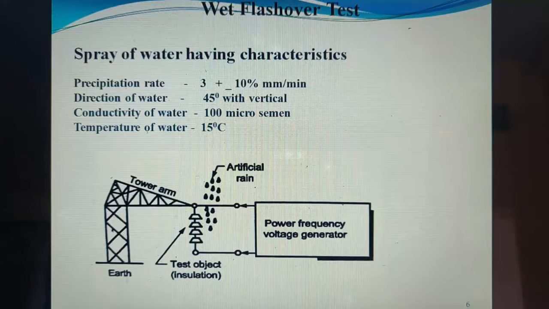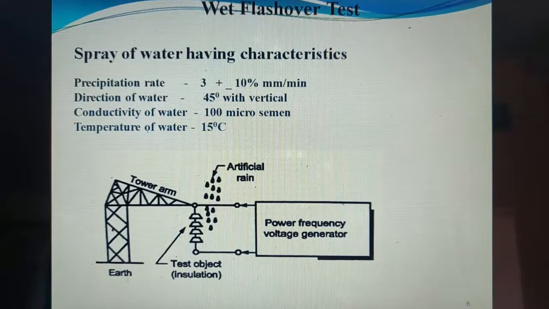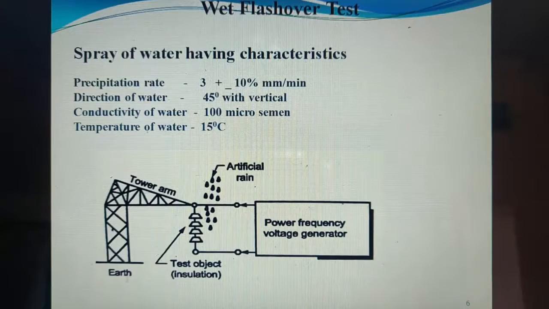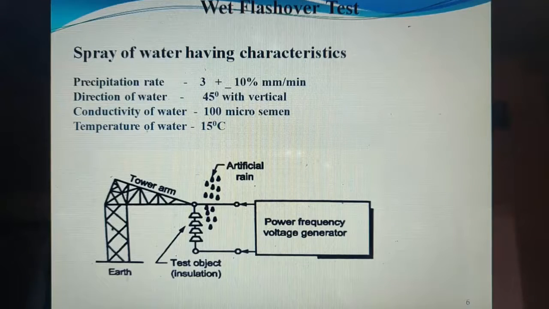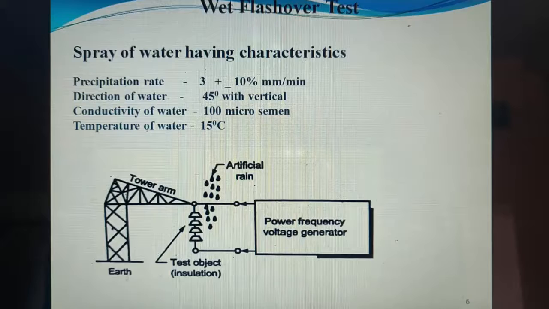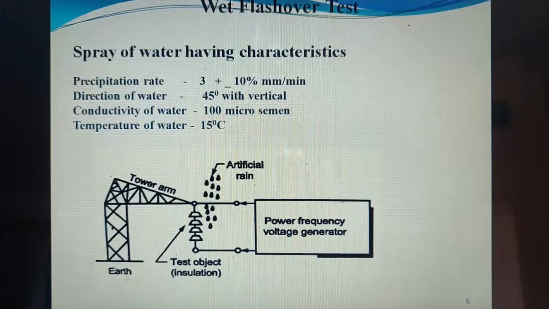The conductivity of water is 100 microsiemens plus or minus 10%. The conductivity is generally 100 microsiemens. And the water temperature is ambient plus or minus 15 centigrade, so the temperature of water is about 15 centigrade. Generally, these characteristics of artificial rain are applied on the insulator mounted on the service.